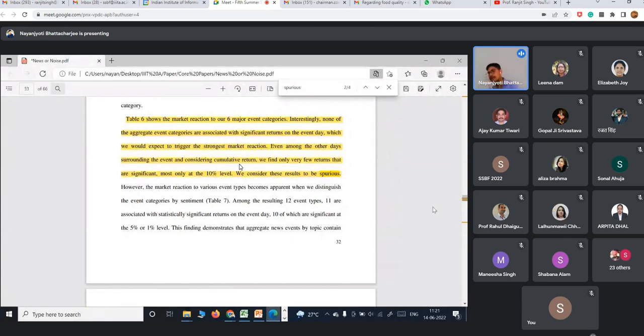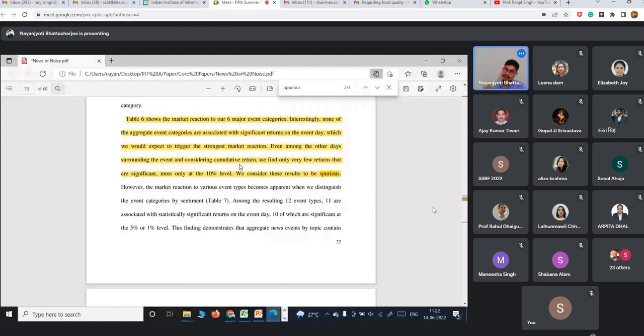Now, if the researcher does not take into account the positive and negative sentiment of the news flow, what is typically witnessed, as was the case with the research done by Sprenger and others, is that at the aggregate level, when the sentiment was not taken into account, the market reaction was not found to be significant even on the event day, which is typically associated with the strongest market reaction. On the other days, these returns were significant, but only at the 10% level, and that too only in the case of certain kinds of events. So they considered these results to be spurious.